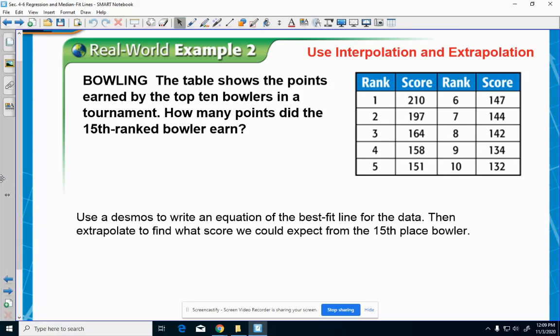All right. So what I want you to do in your Desmos is go back to your table and just clear it out. Just click X and close it. Okay. Do the same thing with your regression. Just close all that. And we are going to put in these scores. So our X values will be 1 through 10. And our Y values will be, well, first place got 210, second place got 197, so on and so forth.